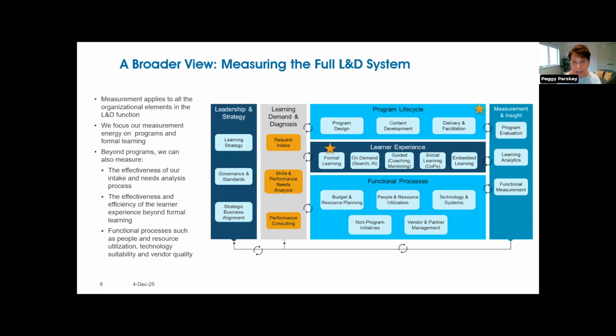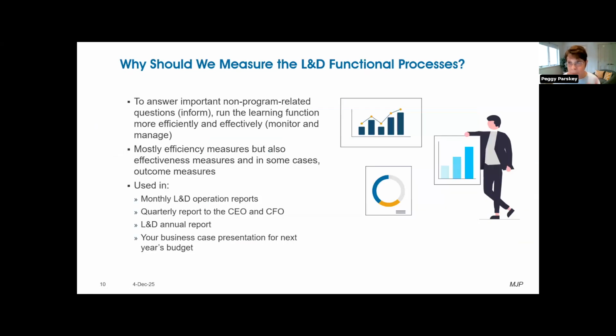And the point being that all of these things are part of how we have to think about measurement, that it is not just where the stars are. So we're going to have a poll, so just keep thinking about this. So let's talk about, well, why should we measure the L&D functional processes? And the simple answer to that is that we need to understand how the function is working and to make sure that it's running efficiently and effectively.